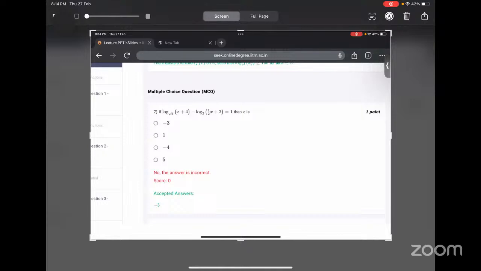So we can write it as 2 log 2 x plus 4, right? This term minus log 2 half x plus 2 equals 1. So this equation we can rewrite in this form. Do you know why? What is the reason? Why can I write it in this form? Because of the rule where m by n, you can bring it forward.